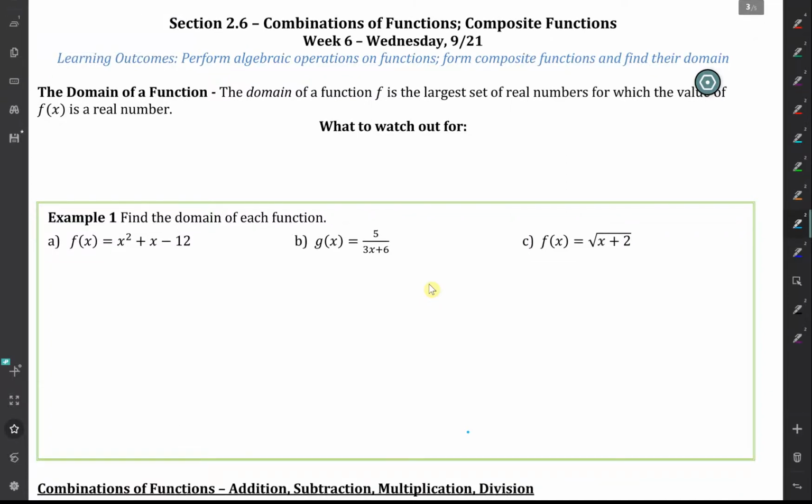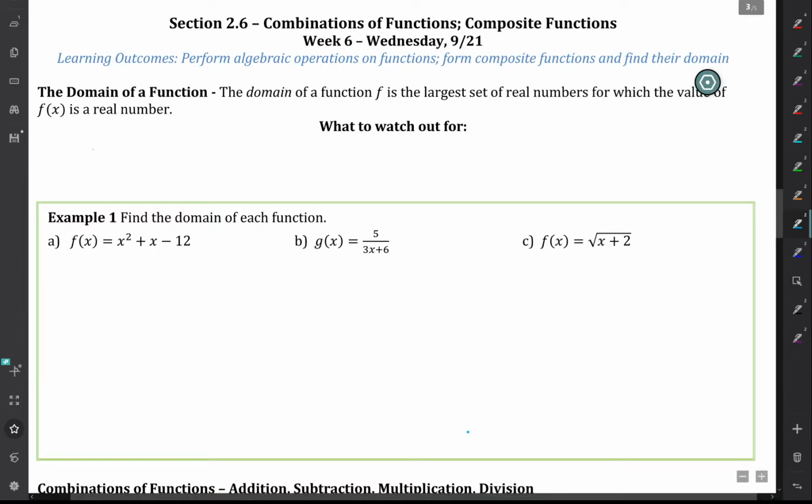Okay, in section 2.6, we're going to talk about how to combine functions, or to make the composite of functions. The idea here to start off with is, if you want to figure out the domain of the function, that's the largest set of real numbers for which the function has a defined real value. What you want to watch out for with the domain of these functions is that you cannot divide by 0. So you should watch out for division by 0.